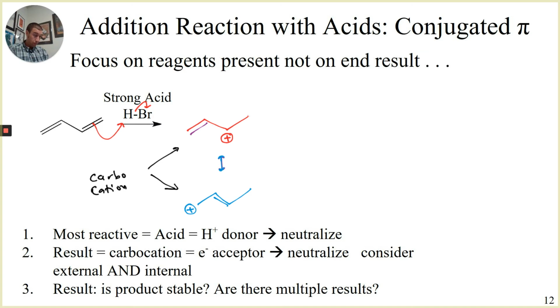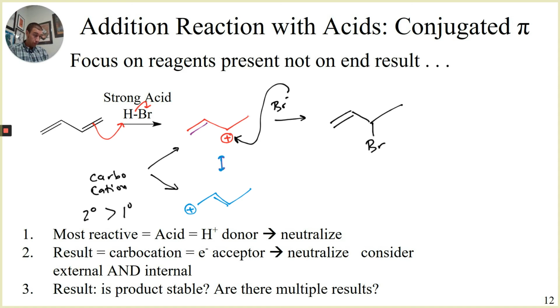So back to OChem 1, which one is more stable? Secondary is more stable than primary. We would expect the top one to win out. So if the top one wins out as our overall resonance contributor, we could now have the bromide, Br minus, attack our carbocation, and we would have the bromide here.